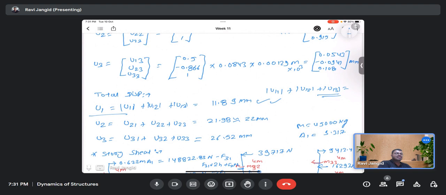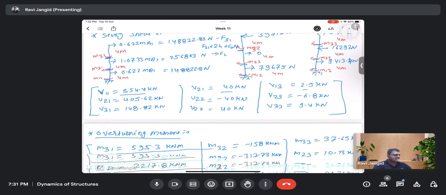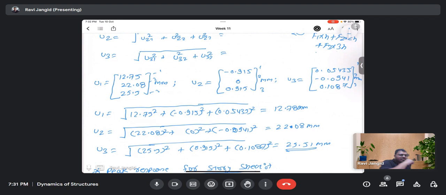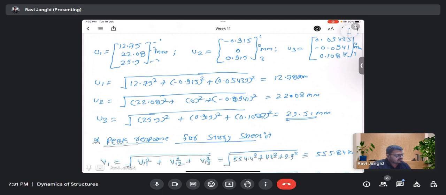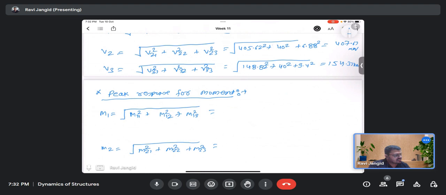Yes, in the absolute sum you need to take absolute values, but these are not peaks. These are the total, not the peak. I was confusing because we still didn't use the absolute sum method. That is a different thing. We are using only SRSS. So finding out the M1, M2, M3, let me write it.